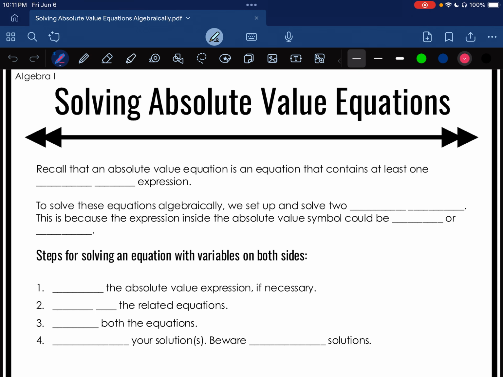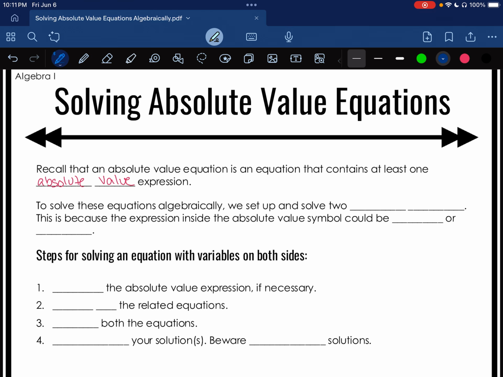So, let's recall that an absolute value equation is an equation that contains, well, you guessed it, at least one absolute value expression, right? I'm often saying in my classes that we aren't creative in math when we name things. We tell it like it is. So, absolute value equation contains absolute value.